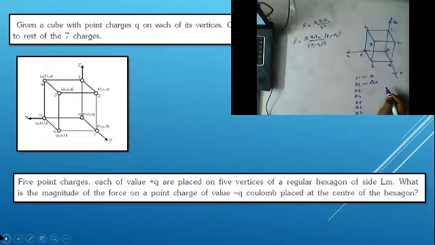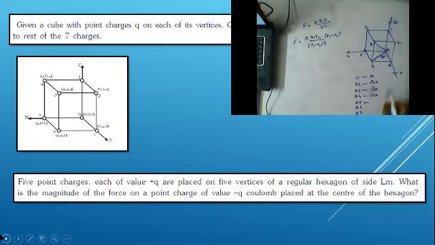The third one is A3. It is a three-dimensional vector like this, so its value is root 3 a. Initially we get root 2 a, so root 2 a whole square plus a whole square, and ultimately our answer is root 3 a. And A4 is also another diagonal, and its value is root 2 a.